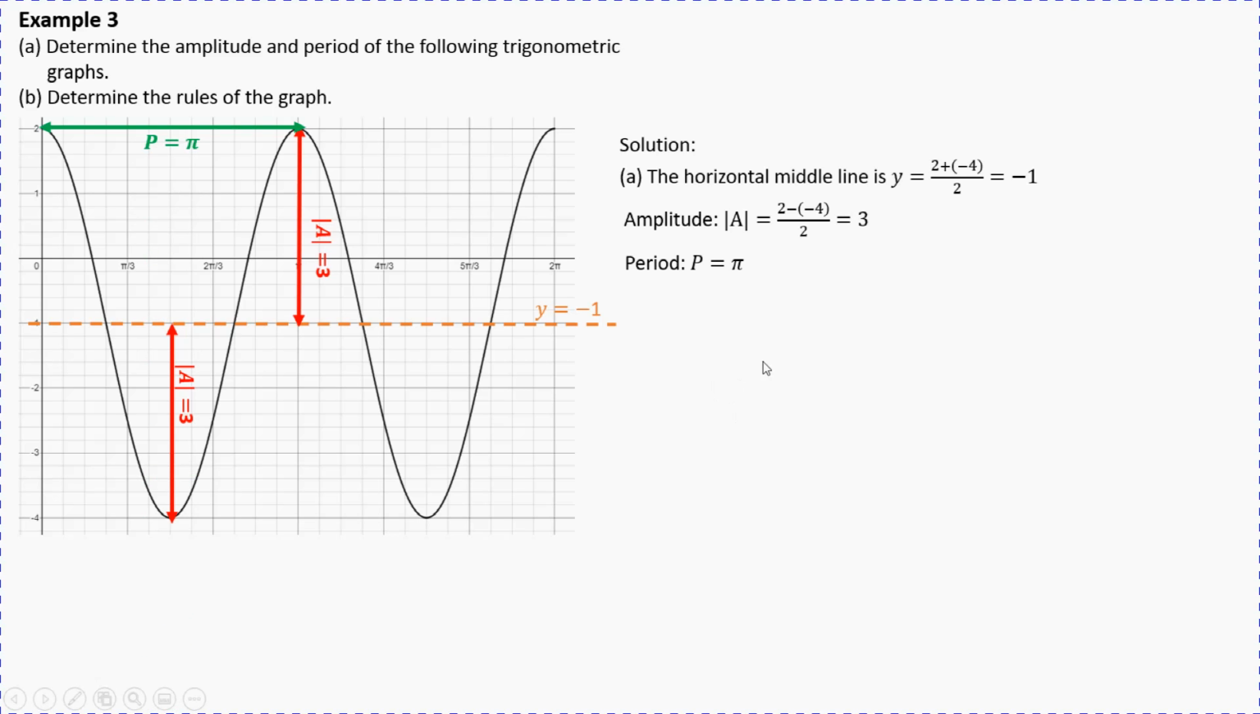Okay, for B, how can we determine the graph? First of all, it must be a cosine graph. How can we know it must be a cosine graph? If you start from the highest point, it's a positive cosine graph. If you start from 0 and you go up, then it's a positive sine graph. If you start with the lowest point, it's a negative cosine. So obviously this is a positive cosine graph.